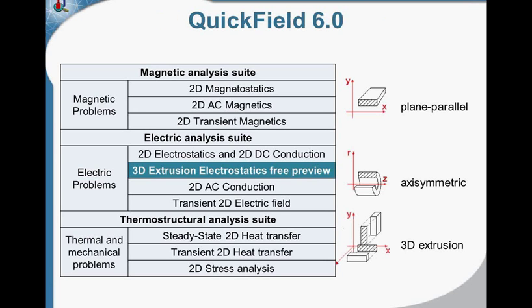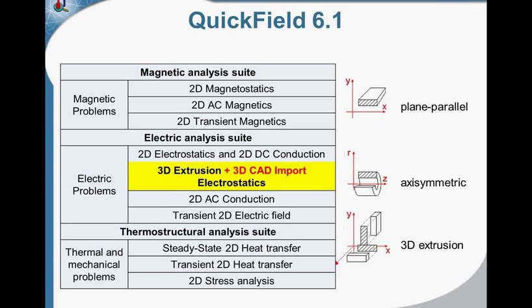As our users know, QuickField originally was a purely 2D package, and here is a list of analysis formulations available prior to version 6.0. It includes magnetic problems analysis, electric analysis, and thermostructural types of analysis. With version 6.0, we included also 3D extrusion electrostatics as a free preview available for all customers who have 2D electrostatics and 2D DC conduction.